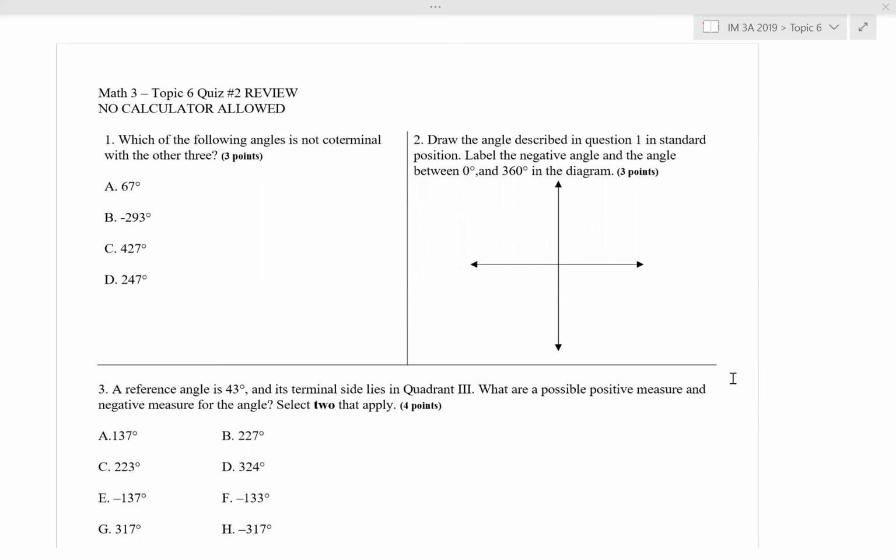In this video, I'm going to go through the Topic 6 quiz number 2 review that's posted on Google Classroom. For this quiz and the unit test, there's not going to be calculators allowed because of the trig functions, and it's based on your knowledge of the unit circle, not your knowledge on how to type something into the calculator.